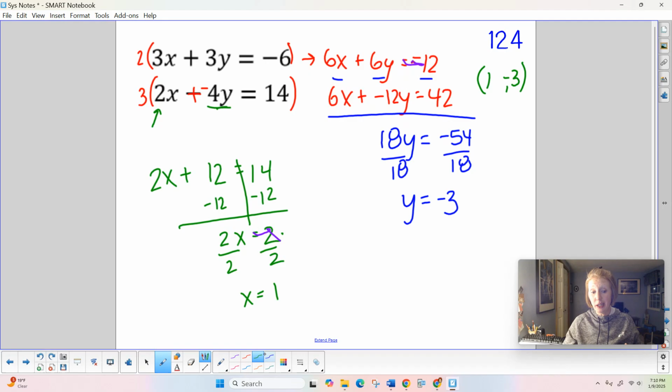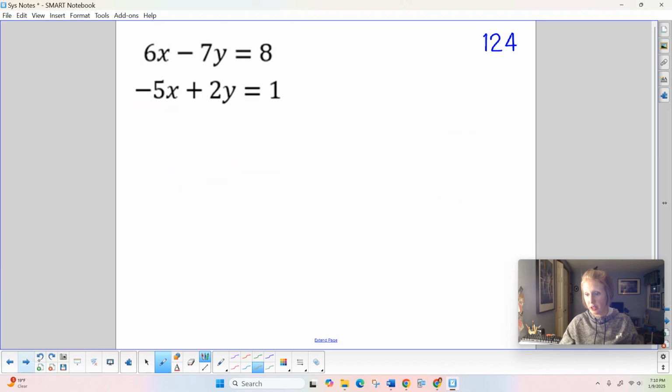Again, you want to double check it. I'm going to toss it back up into this top equation. I would have 3 plus negative 9. 3 plus negative 9 is negative 6, so I know it works. Okay, last but not least for this page. Again, another one here where I don't have a nice match. So when I'm thinking about where I'm going to make my matches, if I'm going to match with x's, I'm probably going to aim for 30.